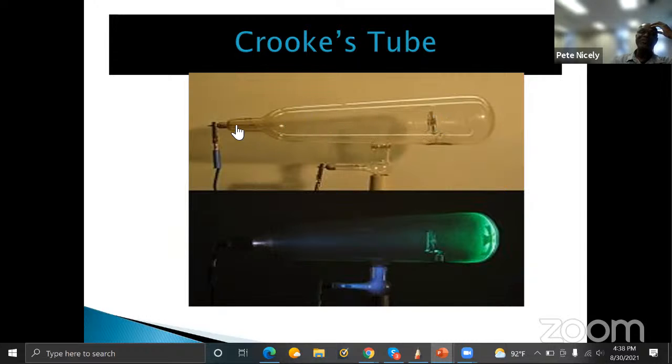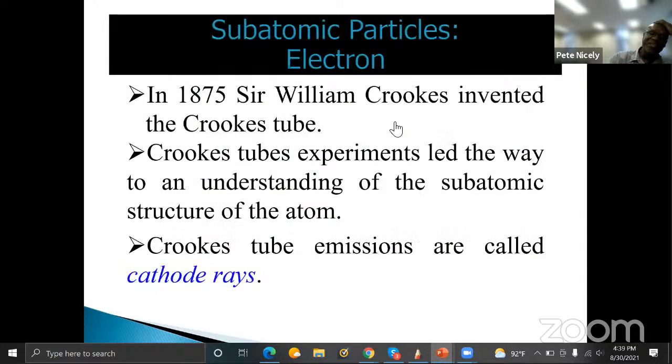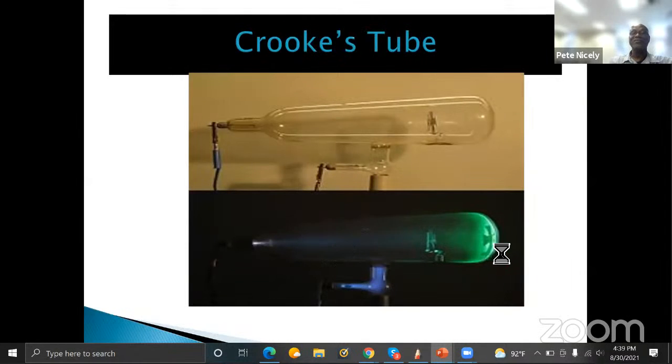It turns out that that stream of particles has a particular property in that they are negatively charged. And later on, these particles were called electrons, right? Back then, and still to this day, the stream of particles in this setup is called cathode rays, but they are made up of electrons.